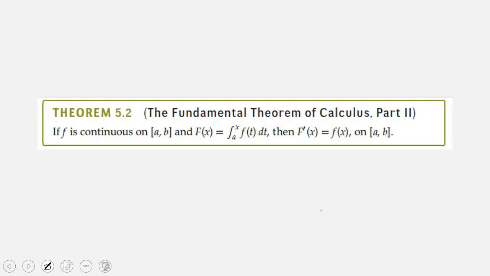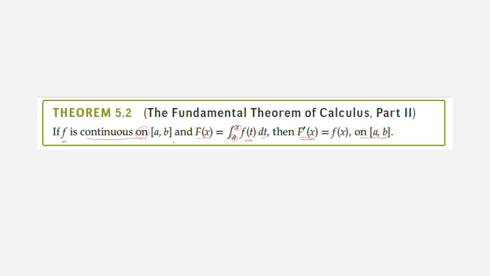Next, part 2 of the fundamental theorem of calculus. If f is continuous on the interval [a, b], and capital F of x is equal to the integral from a to x of f of t dt, then F dash of x is equal to f of x itself on the interval [a, b].